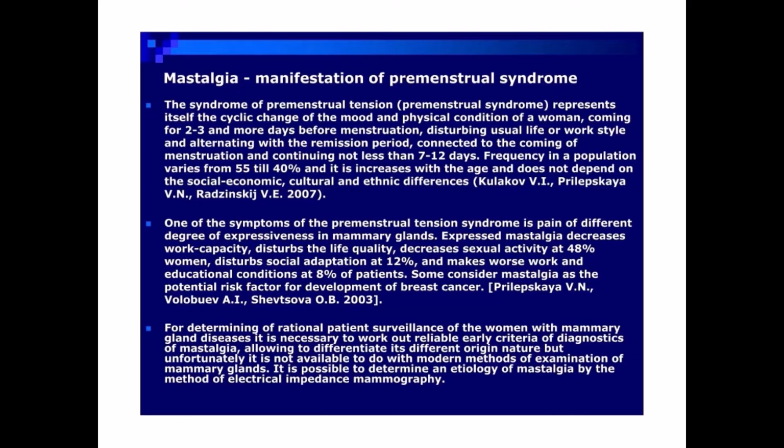For determining rational patient surveillance of women with mammary gland diseases, it is necessary to work out reliable early criteria of diagnostics of mastalgia, allowing differentiation of its different origin nature, but unfortunately it is not possible to do this with modern methods of examination of mammary glands. It is possible to determine an etiology of mastalgia by the method of electrical impedance mammography.